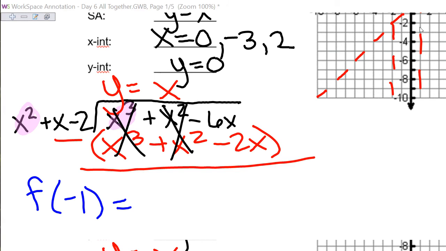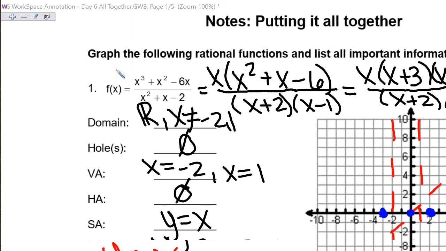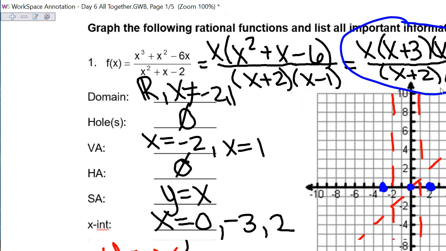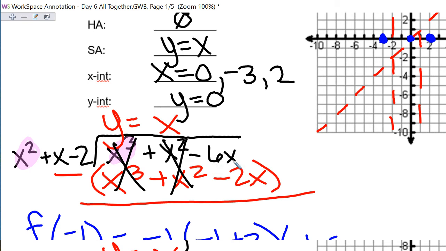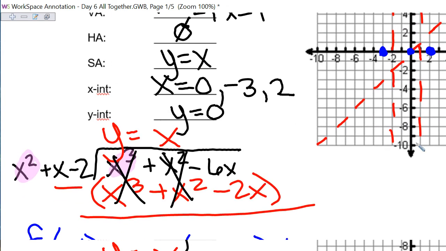Now, when you are substituting in, if nothing canceled out, then you could either use the original equation or you could use the factored equation. Which one do you want to use, original equation or factored? Factored. Okay, so if I use the factored form, that's this one right here. So for x, this would be -1. And then for x plus 3 would be -1 plus 3. And for x minus 2, it would be -1 minus 2. And in the denominator, we would have -1 plus 2 and -1 minus 1.